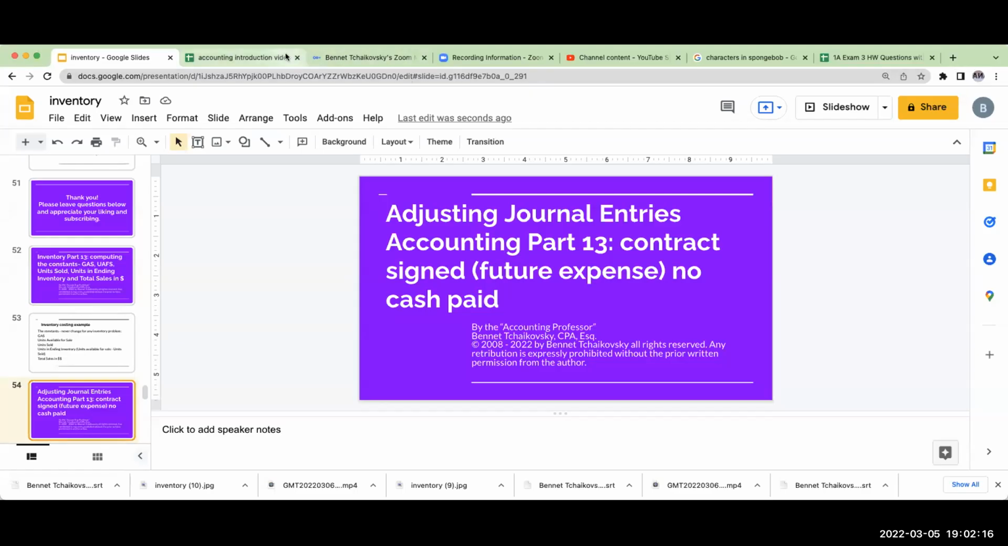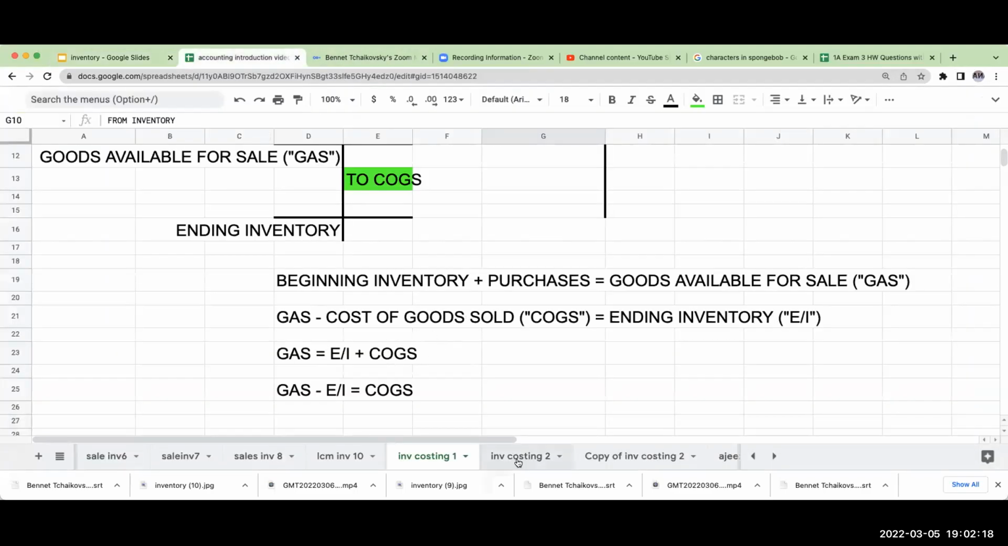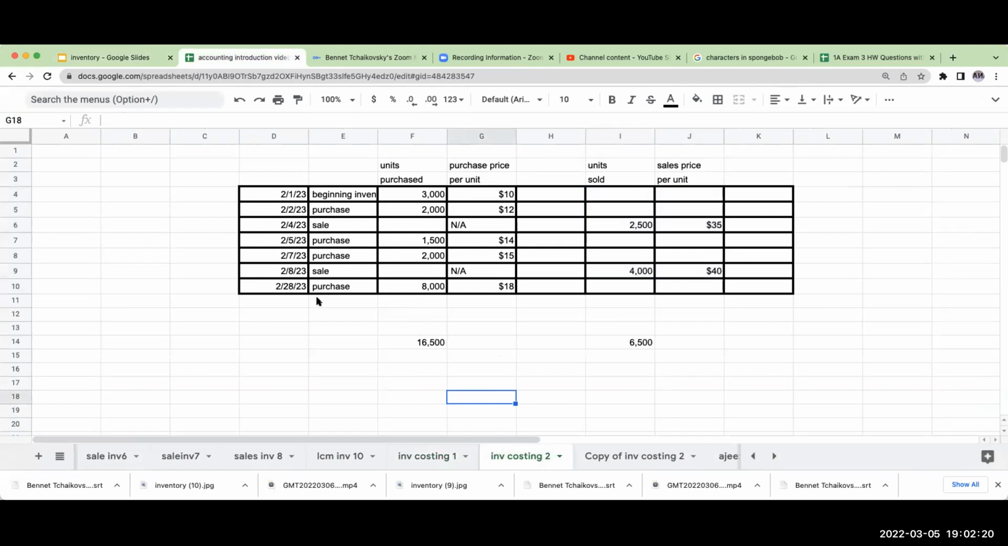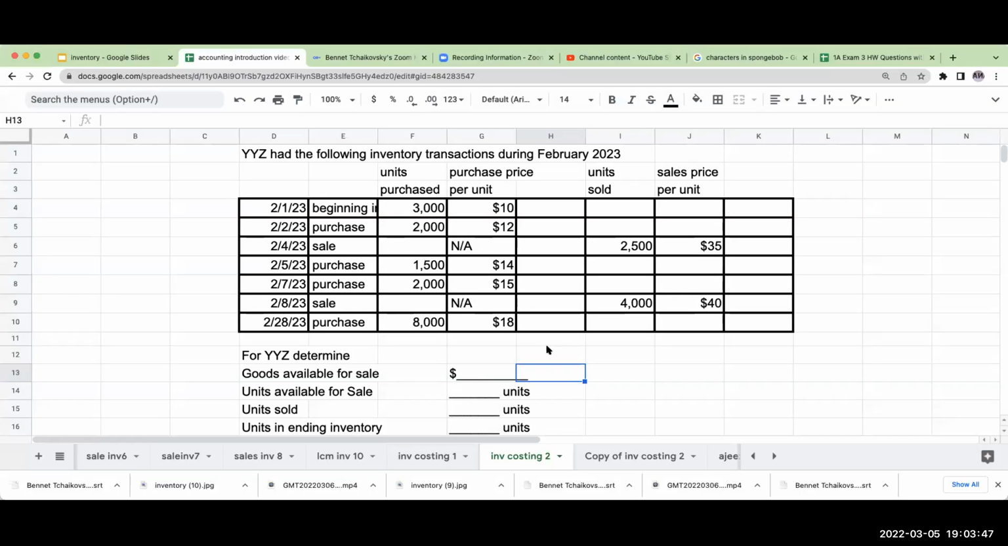So let's go ahead and take a look at the question we have here for you today. We have a company and we're asked to go through, and I'm just going to pause real quick. Okay, so here's our problem. We're going to work through all 5 inventory methods with this. So let's have some fun.